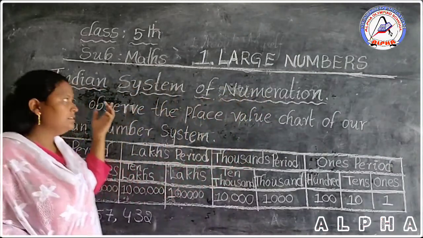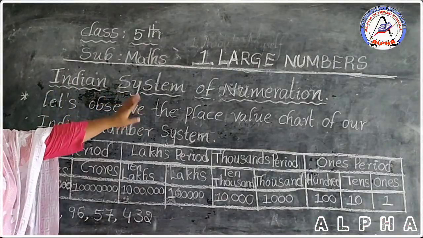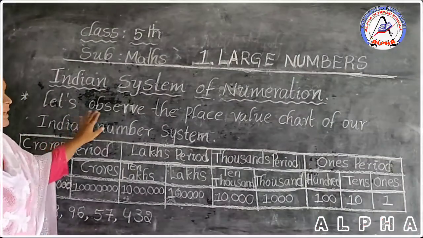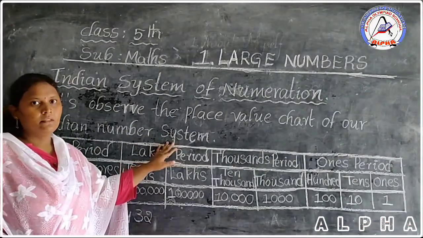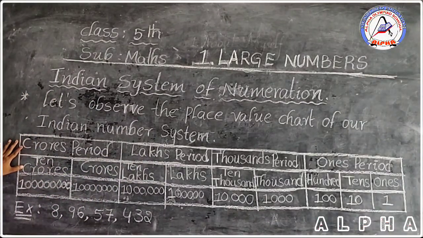Okay, observe it here. See at both sides. Indian system of numeration. So let's observe the place value chart of our Indian number system. Observe carefully, children. This is your Indian number system chart.